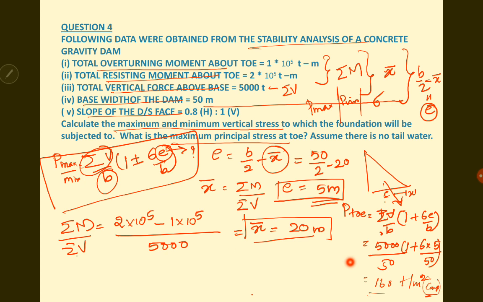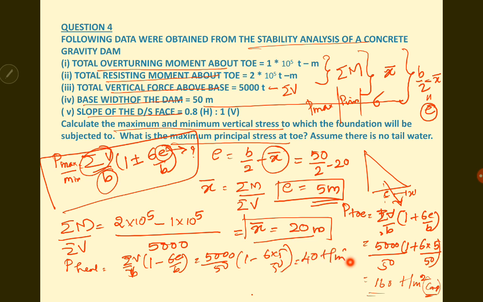Now, what is P at the heel? The P heel will be equal to sigma V by B into 1 minus 6E by B. So, the same equation again, 5000 by 50 into 1 minus 6 into 5 by 50, right? So, you will be getting it as 40 tons per meter square. Again, it is positive, which indicates it is compressive. There is no tension developing at the heel also.